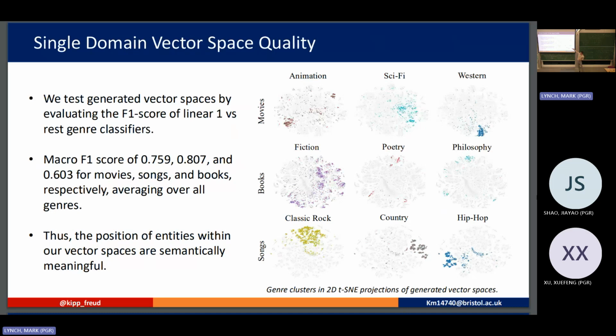And you can see that really well in these T-SNE projections of our vector spaces. For example, up here, the Western movies are colored in blue. You can see they're very nicely clustered together. Here, the poetry books are shown in red. They're clustered as well. Classic rock clustered, country clustered, hip hop is clustered. Our vector spaces that we created fully automatically are semantically meaningful. They contain information about the semantics and not just the entities themselves.